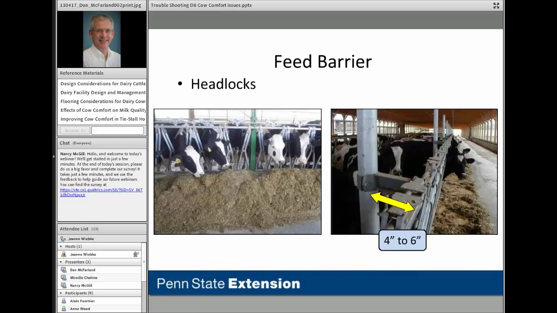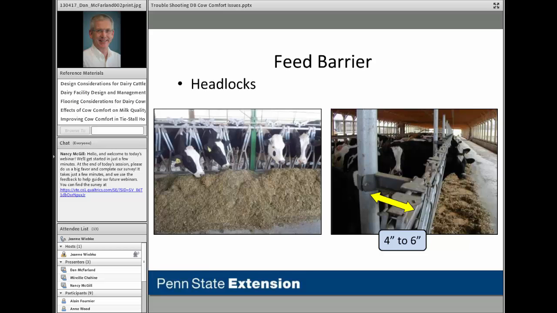Headlocks is just important to make sure the cow can easily get her head through the opening that's provided, as well as reach feed. And in many cases, tilting the top of the headlock forward 4 to 6 inches allows that cow to get her toes right up against the feed barrier, and also her shoulders fit in better so that she can reach further.